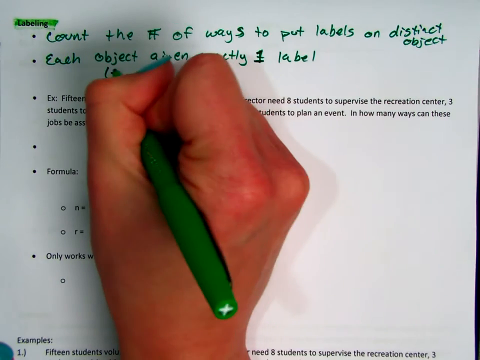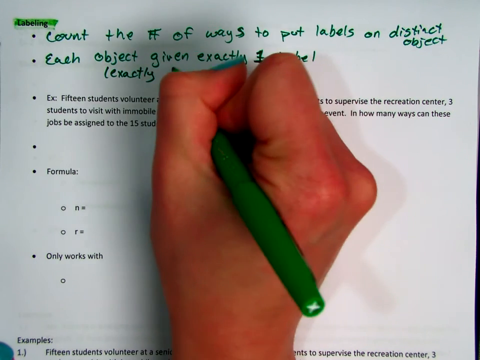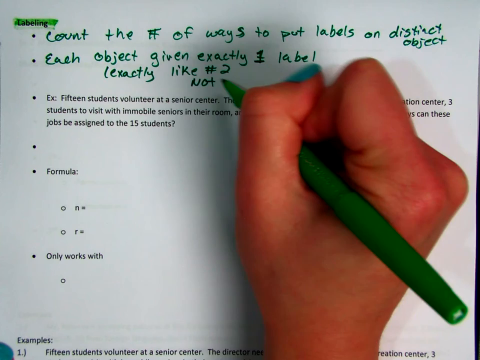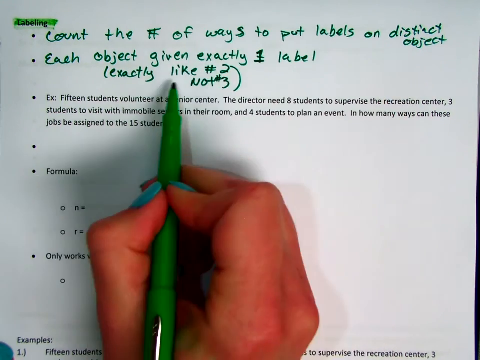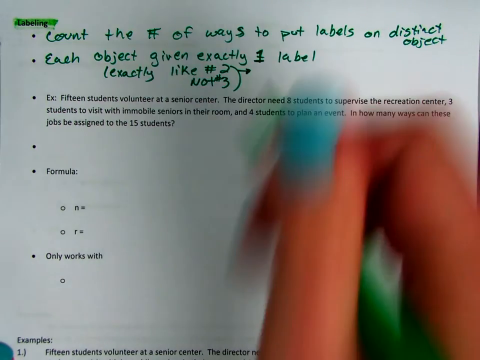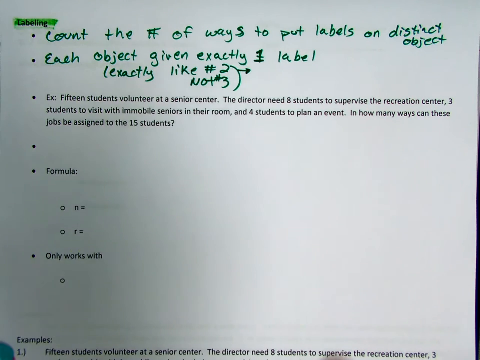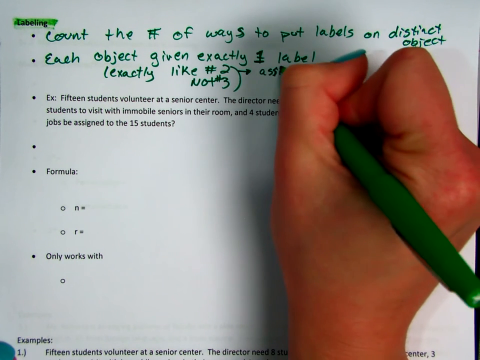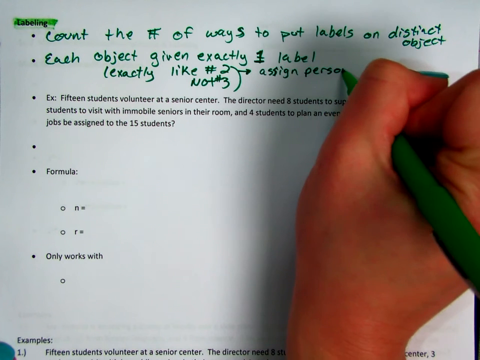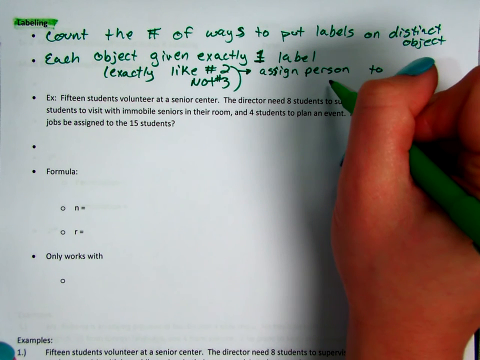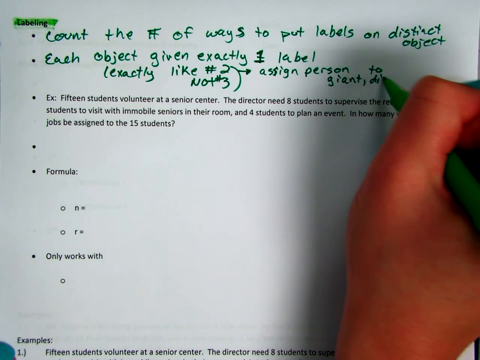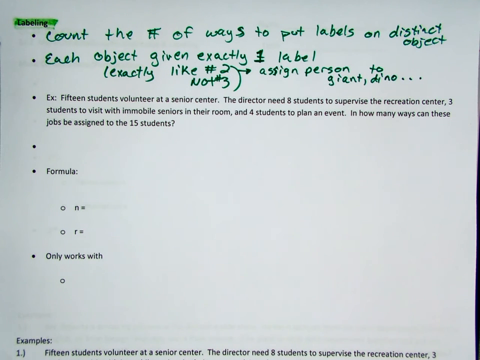In other words, this is exactly like number 2, specifically like number 2, not 3 from the front. Because in number 2, we were assigning people to a label like butterfly or dino or giant. Person to giant, dino, so on and so forth.